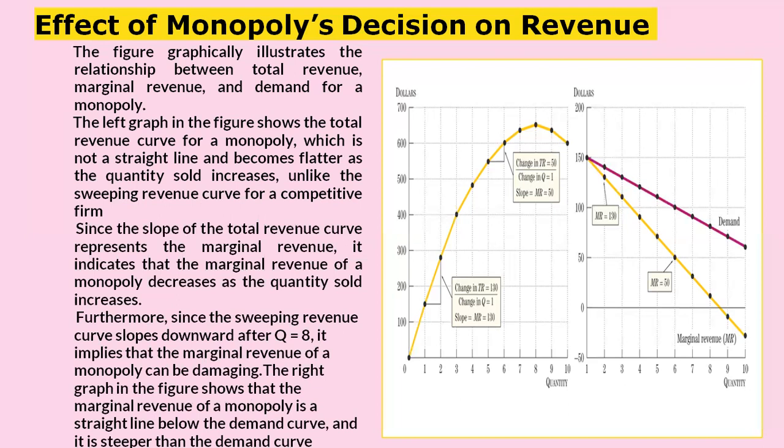Furthermore, since the total revenue curve slopes downward after Q equal to 8, it implies that the marginal revenue of a monopoly can be negative. The right graph in the figure shows that the marginal revenue of a monopoly is a straight line below the demand curve, and it is steeper than the demand curve.